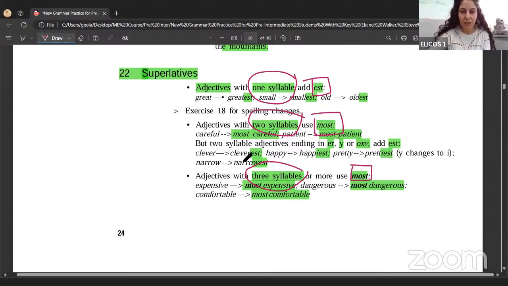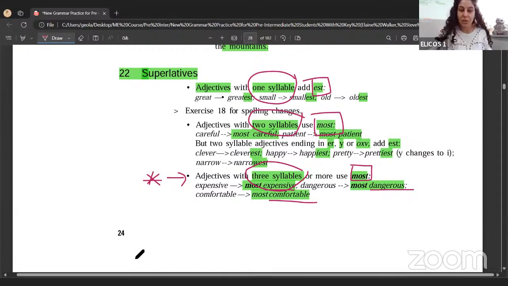And as you can see, especially when it has three syllables, we don't change the adjective. It stays the same. So expensive is most expensive. Dangerous is most dangerous. Comfortable is most comfortable. So be careful in the three-syllable sound. You don't add anything to the adjective. You just put the word most in front of it. Okay, so that's the superlative rules.